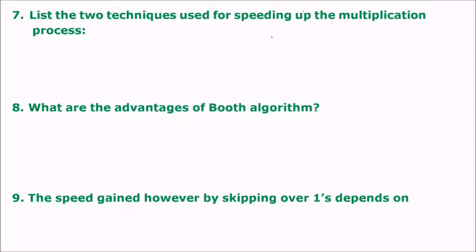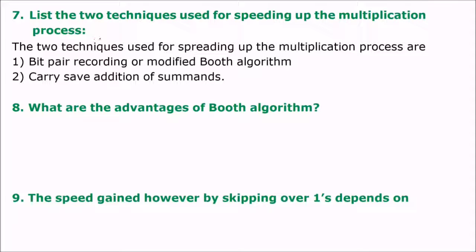List the two techniques used for speeding up the multiplication process. The two techniques used for speeding up the multiplication process are bit pair recoding, or modified Booth algorithm, and the other is carry save addition of summands, or those which are involved in summation.